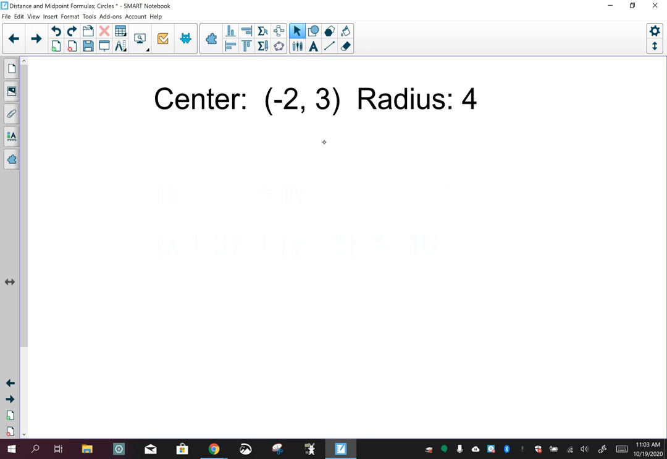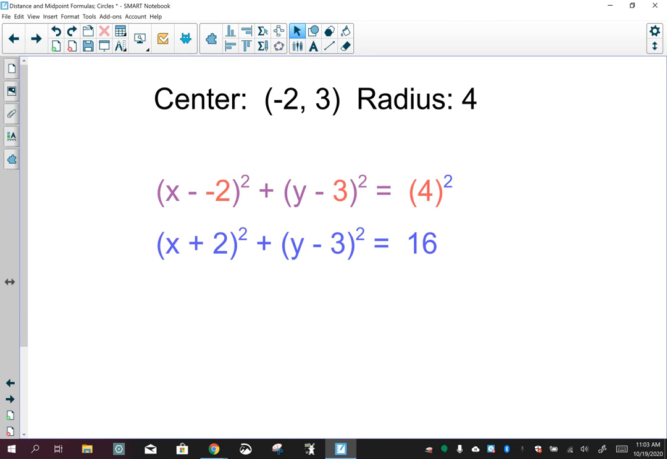All right, so let's see how you did here. If you did everything correctly, that's what you should wind up with. All right, took my 2, plugged it in, negative and negative is a positive. My 3 just goes straight in and it stays negative, and then I just squared my 4 to get my standard form.